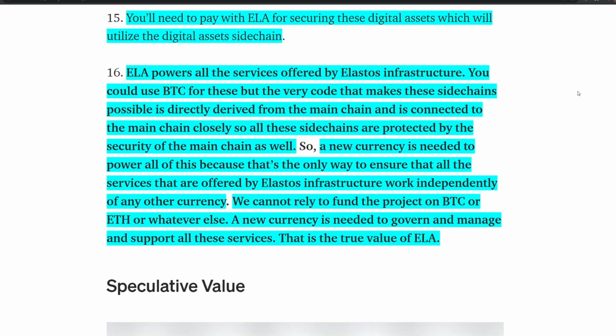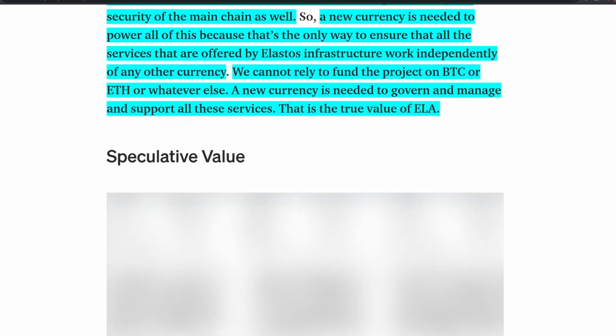ELA powers all the services offered by Elastos infrastructure. You could use BTC for these, but the very code that makes these sidechains possible is directly derived from the main chain and is connected to the main chain closely. So all these sidechains are protected by the security of the main chain as well. So a new currency is needed to power all of this, because that's the only way to ensure that all the services that are offered by Elastos infrastructure work independently of any other currency. We cannot rely to fund the project on BTC or ETH or whatever else. A new currency is needed to govern and manage and support all these services. That's the true value of ELA.